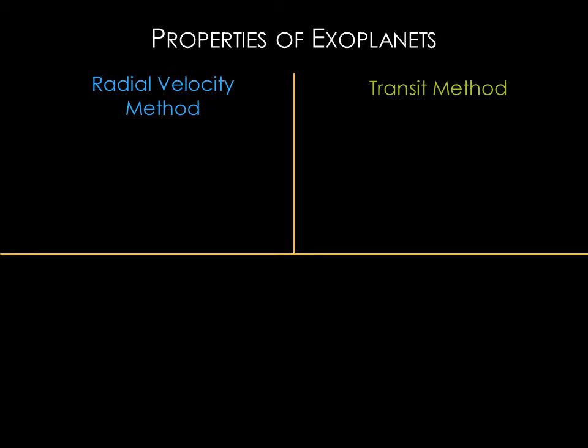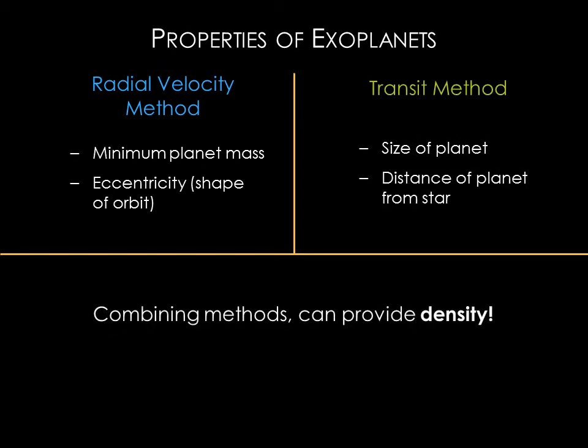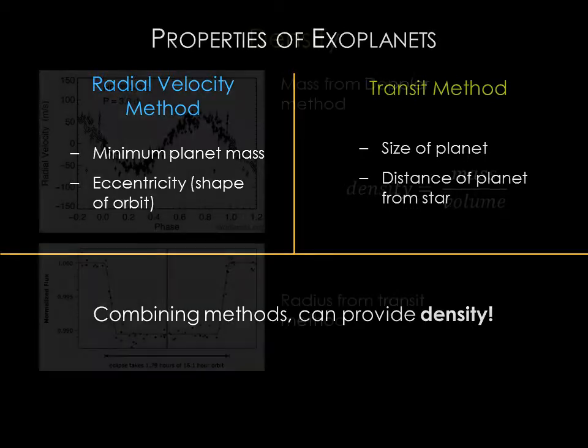Astronomers also have ways to estimate the density of exoplanets, and they can even learn about their atmospheres and temperatures. The radial velocity or Doppler technique can provide us with a minimum mass for the planet, as well as the eccentricity of the planet's orbit. The transit method can provide us with the physical size of the planet and the distance from its star. By combining these methods, we can determine the density of the exoplanet. This allows us to know what the planet is like, whether it's rocky like Earth or gaseous like Jupiter.